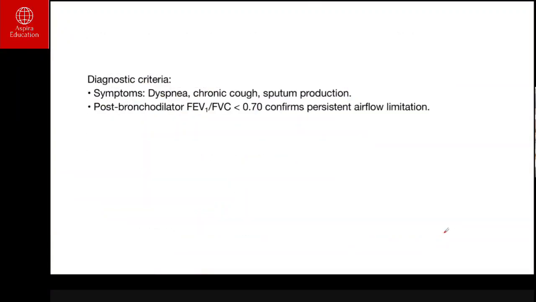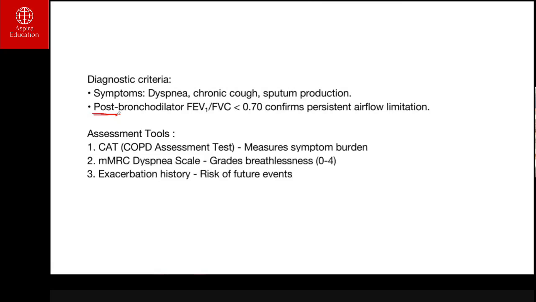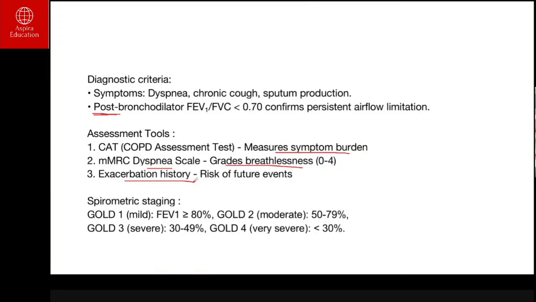Diagnostic criteria already mentioned: post bronchodilator. Very important is to stress this word: post bronchodilator FEV1 over FVC should be less than 0.7, which confirms persistent airflow limitation. How do you assess the severity? There we had 4 important parameters. Here we have the COPD assessment test, which measures the symptom burden. To assess dyspnea, we have grades of breathlessness 0 to 4, and exacerbation history, which will help you assess the risk of future events.